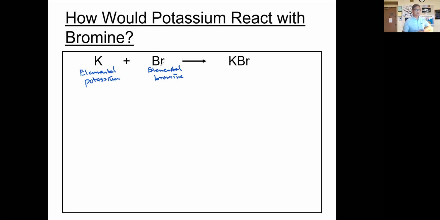Writing in and filling this in with the Lewis dot structure, then we see that potassium has one valence electron. So let's go ahead and write that in. So there's our one valence electron. Elemental bromine then is going to have 7. It's a halogen, so 7 valence electrons.